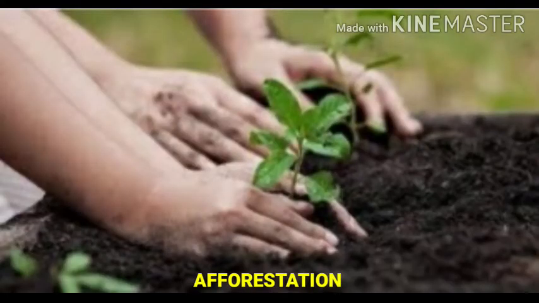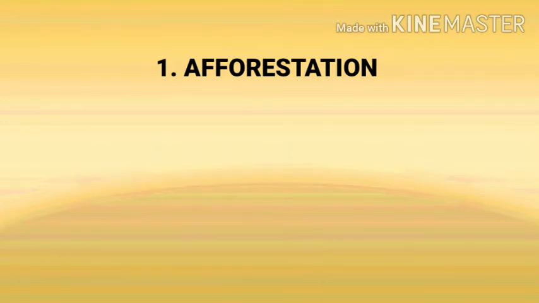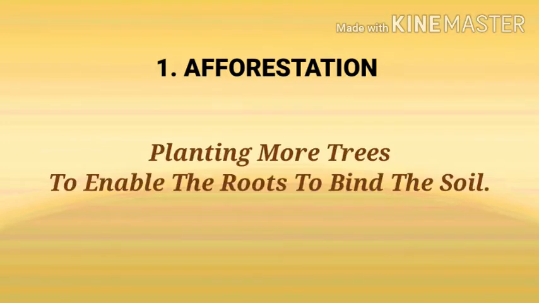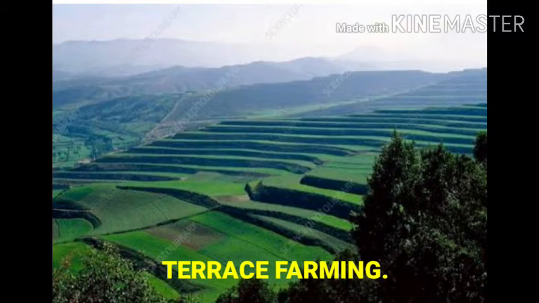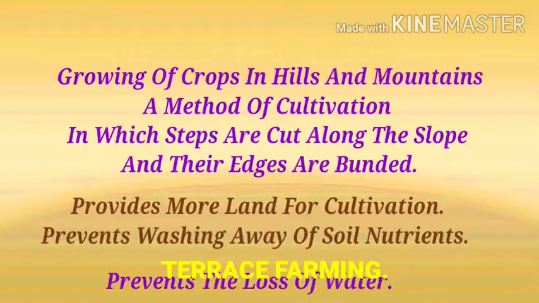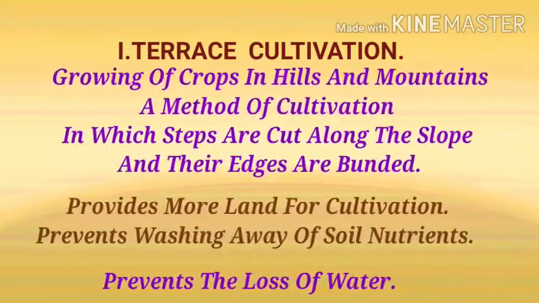The first method that can be adopted for soil conservation is afforestation or planting of more trees, which can help a lot in conserving the soil because the roots of the trees have the capacity to bind the soil and thereby prevent soil erosion. Also, planting trees in a row prevents washing away of soil by water. Let us now understand the various agricultural techniques that are adopted for soil conservation.